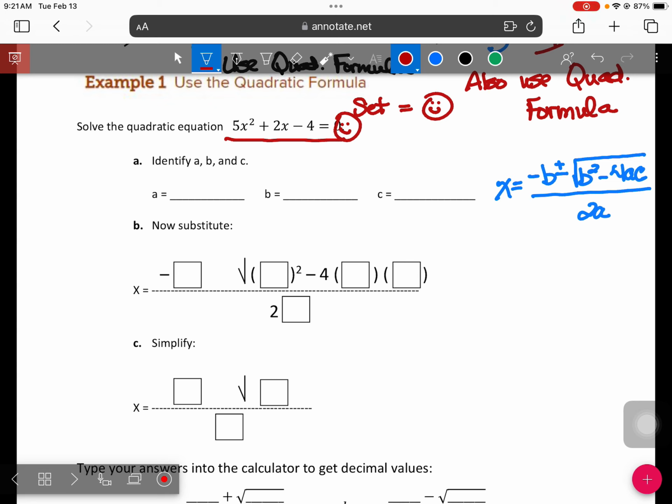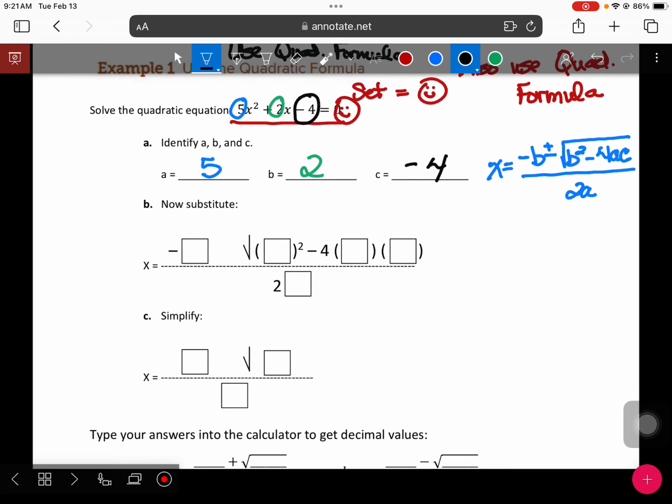All right. So what is then my A, B, and C values? What is A? 5 right here. And remember, we're only talking about the coefficients or the constants. What's my B value? 2. And how about my C value? -4. Nice job, Ajobo. Now we substitute. And that's all we're going to do. We're not going to figure anything out.